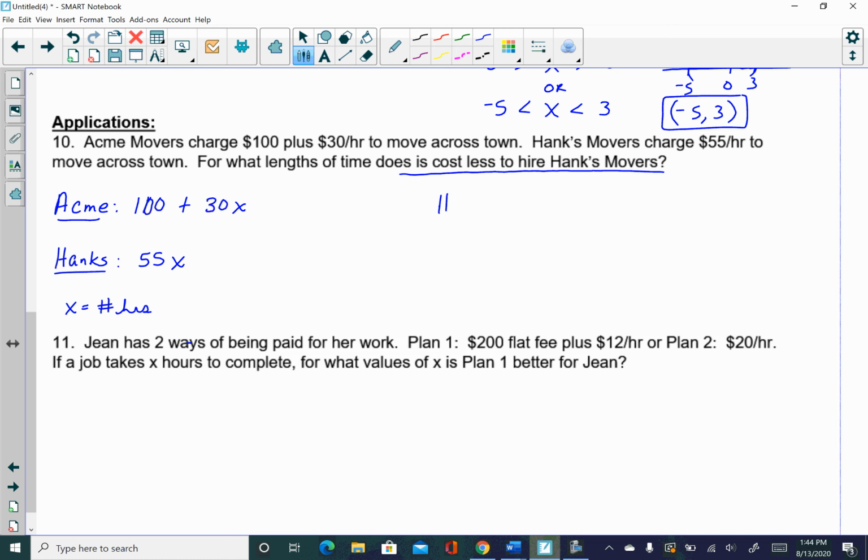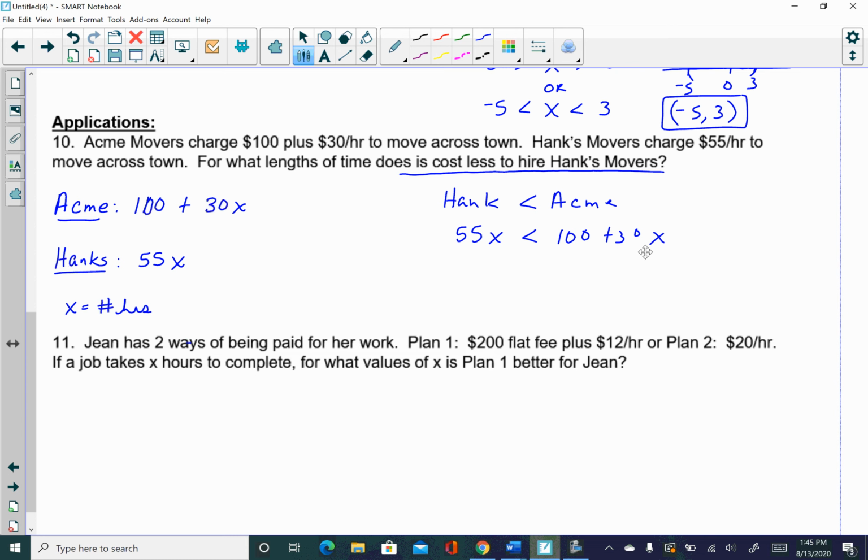So essentially, I'm looking for where is Hanks movers less than Acme? So now in place of Hanks, I'm going to put his expression, which is 55x, less than Acme, 100 plus 30x, and solve for x.